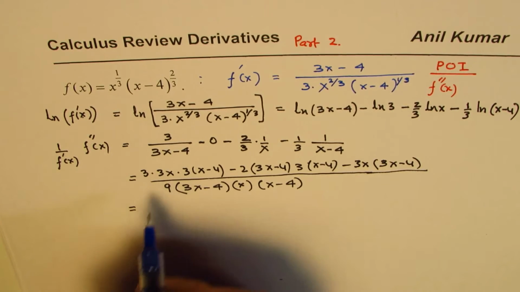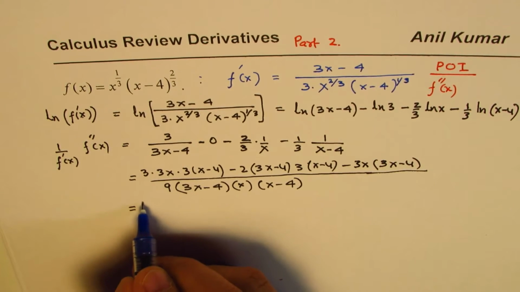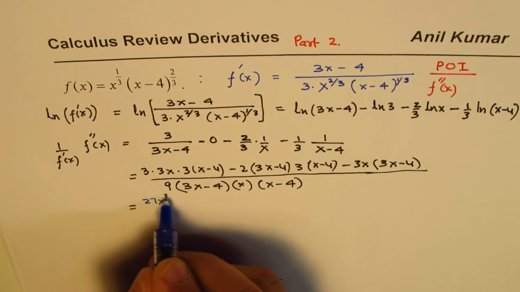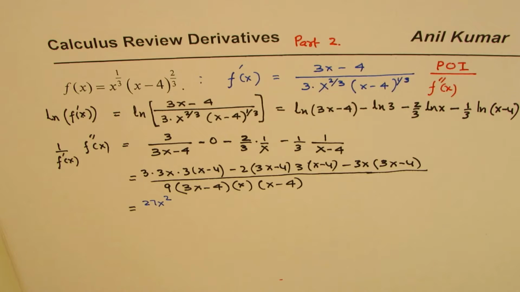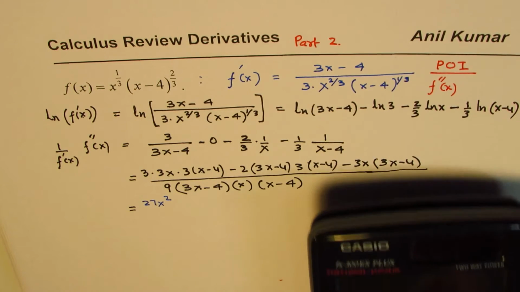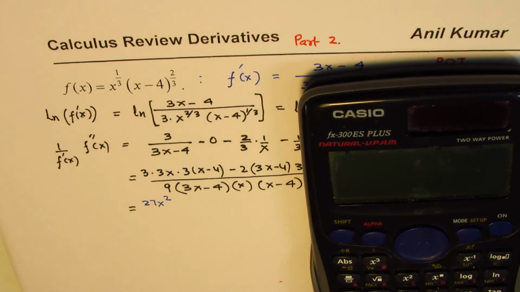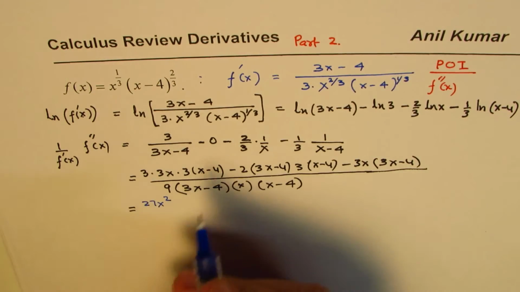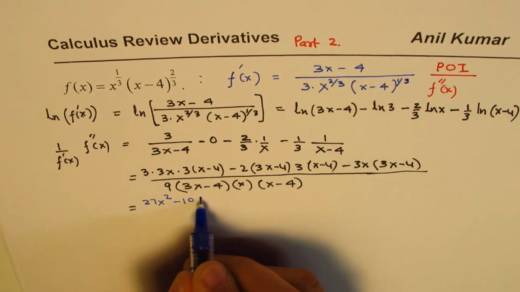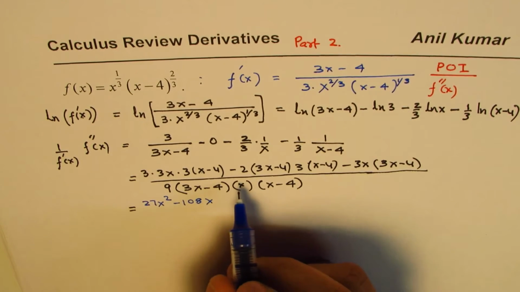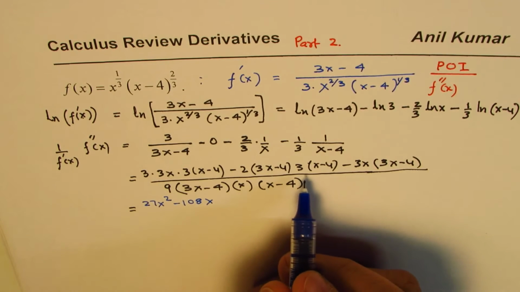3 is 27, and x times x is x squared. So we have 27x squared, and then 27 times 4. I need a calculator now. Okay, we'll multiply all this and then see what we get. So 27 times 4 is 108. So we get 108x, right? So we have minus 108x. You can pause the video, do your calculations, and then get back with me.